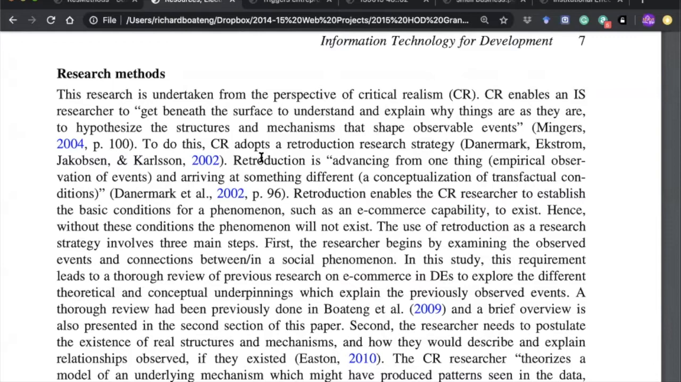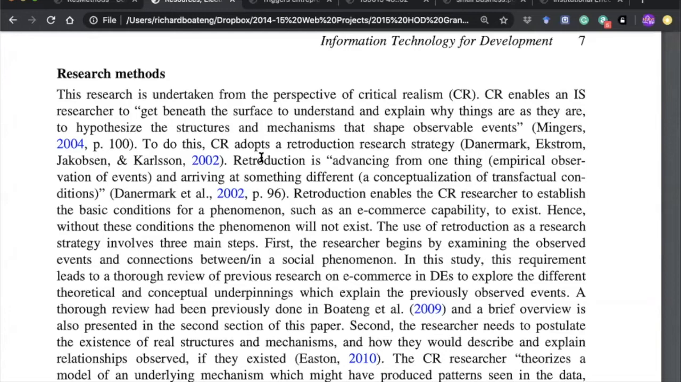So he said the research is undertaken from a critical realism perspective. So this one too, we stated our philosophy. Critical realism enables IS researchers to get beneath the surface to understand and explain why things are as they are, and to hypothesize the structures and mechanisms that shape the observable events. To do this, critical realism adopts a retroduction research strategy. Retroduction is advancing from empirical observations of events and arriving at something different.